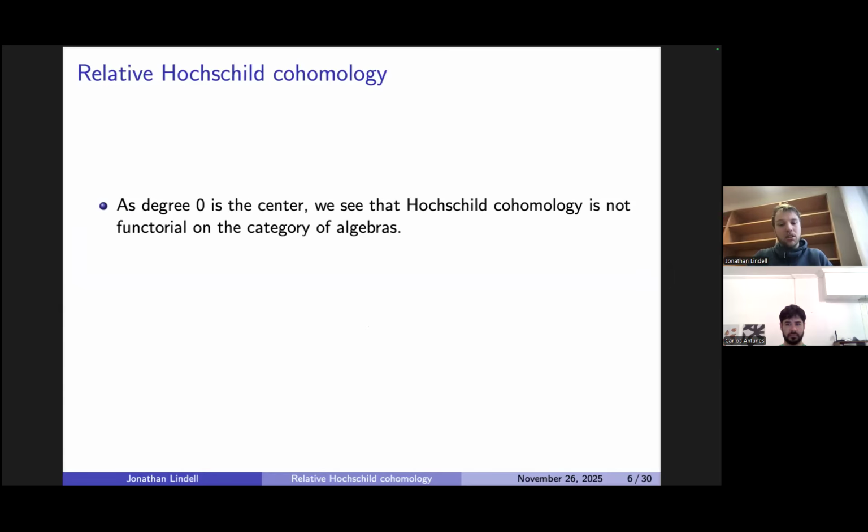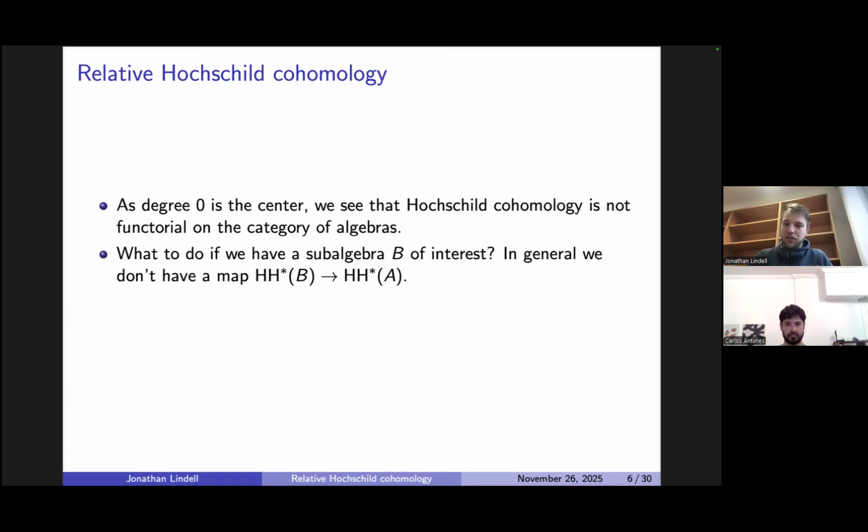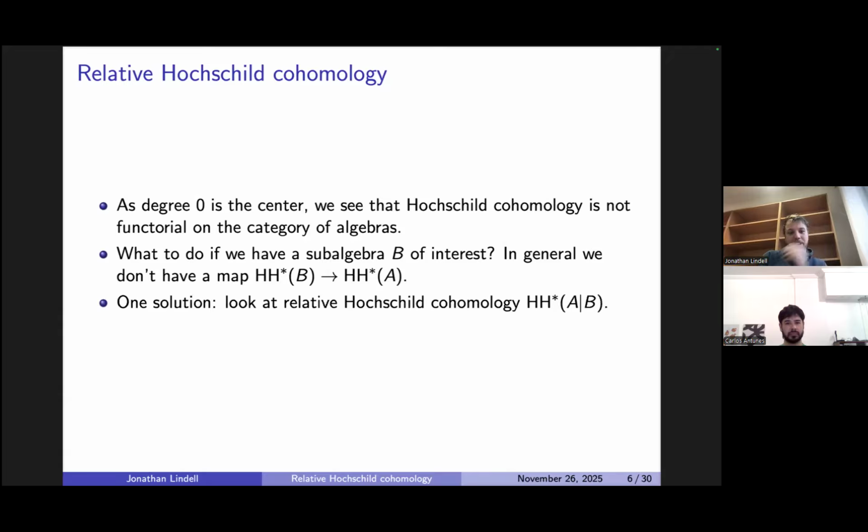So in general, for example, take some subalgebra of interest. Let's say we have some subalgebra. In general, we won't get a map from the Hochschild cohomology of the subalgebra to the Hochschild cohomology of the big algebra. So what can we do then? One solution, or one idea, is then we can look at what's called instead the relative Hochschild cohomology of this pair. So we can then study the Hochschild cohomology relative to our sub-object.